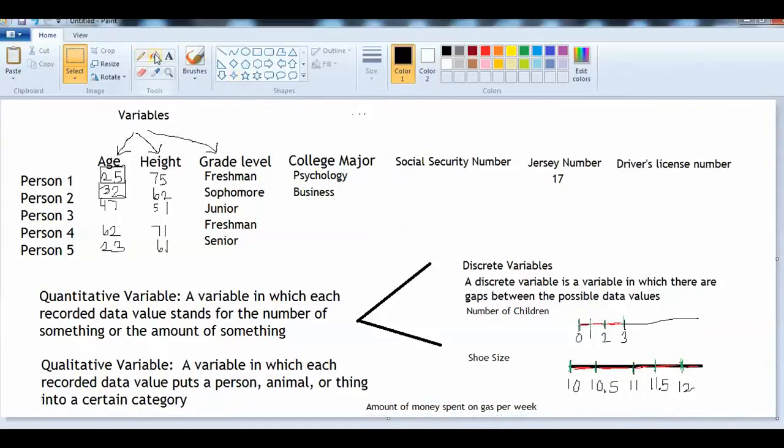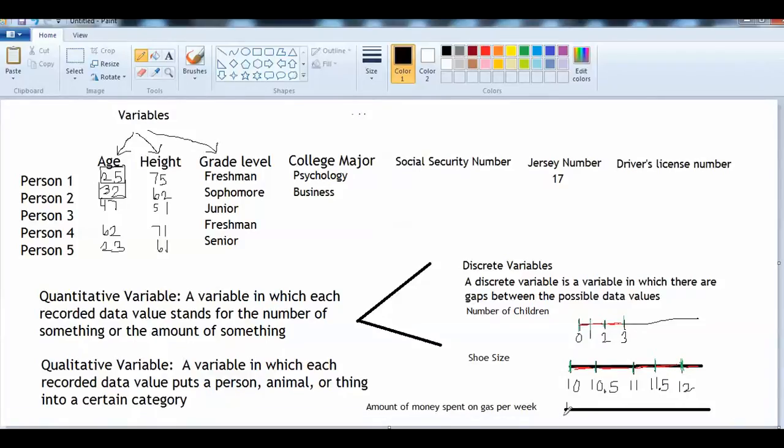A person, what are the possible data values? Well, what should be our starting point? Let's start with $0. I think that's a good starting point. A person could spend 0. If a person wanted to, a person could spend 1 cent on gas per week.